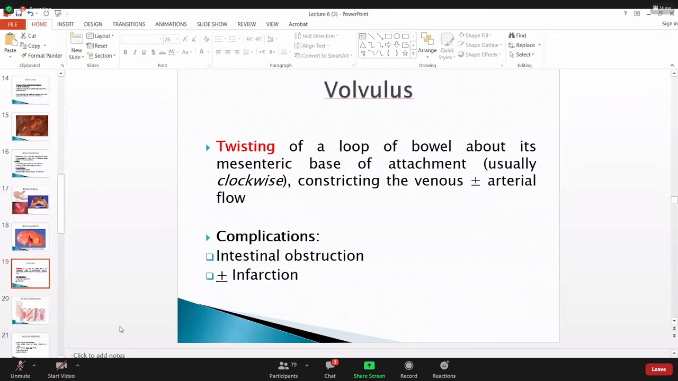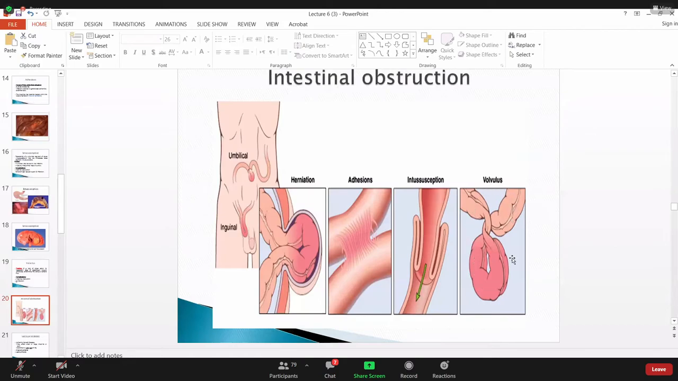The last common cause of intestinal obstruction is the volvulus. What happens in volvulus? Twisting of a loop of bowel about its mesenteric base of attachment, usually clockwise, constricting the venous and arterial flow, causing obstruction with or without infarction. This is the shape of volvulus, the last picture. Do you see how it happens? Twisting of a loop of the bowel.